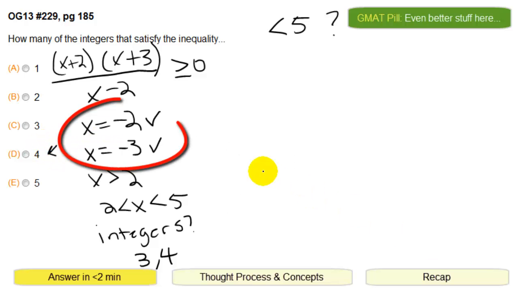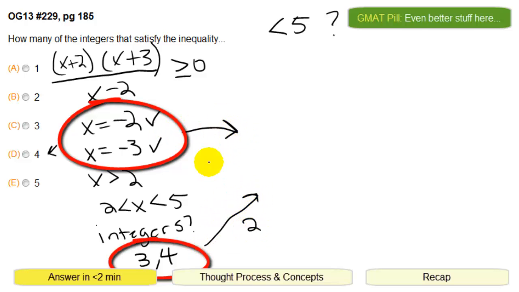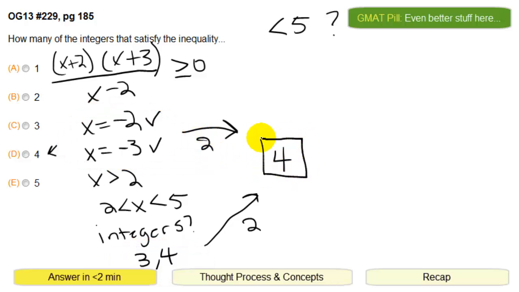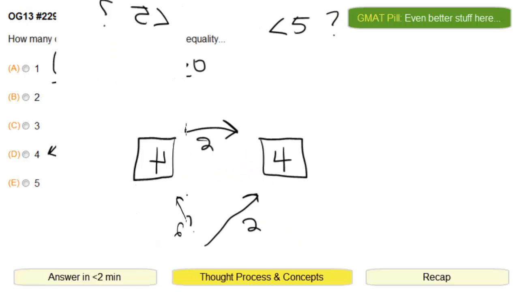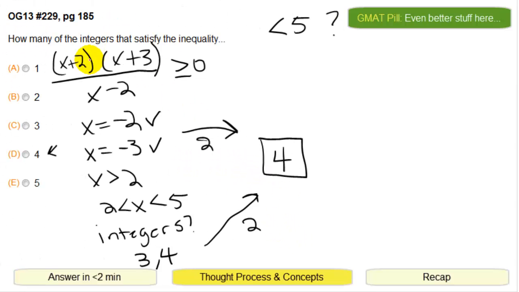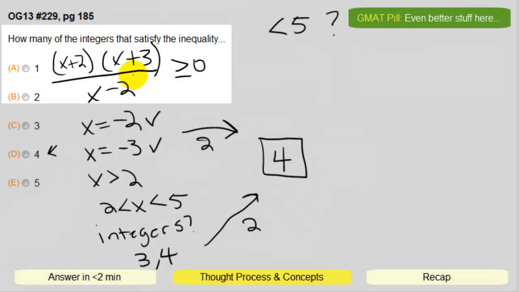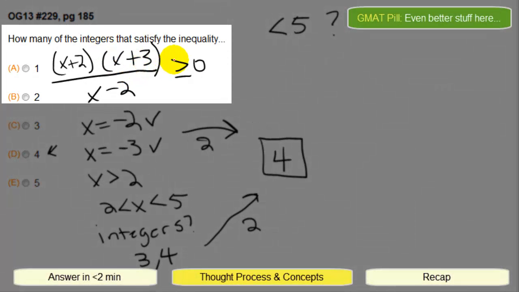So again, you have 2 in this direction, and then you have 2 in this direction. These two combined give you a total of 4. So 4 is your total answer. Now let's take a look at what's going on here. In terms of concepts, you basically have an inequality, and you have to figure out when it is greater than or equal to 0.